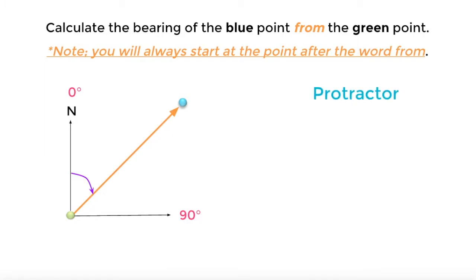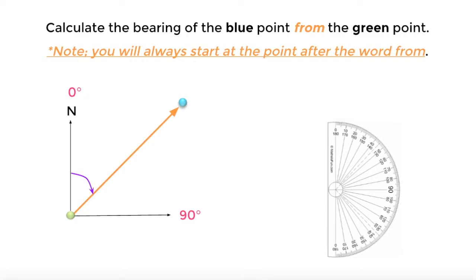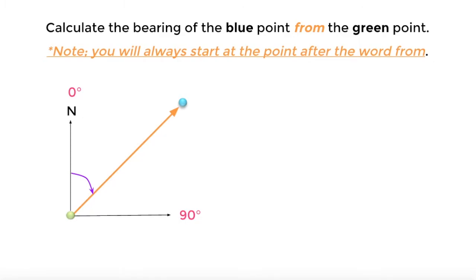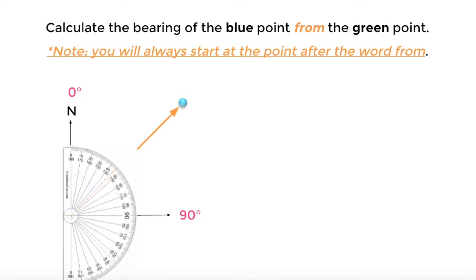To calculate a bearing, you will need to use a protractor. Lastly, step 4. Align 0 degrees on your protractor with north. Calculate the bearing by using your protractor. The bearing in this example is approximately 47 degrees.